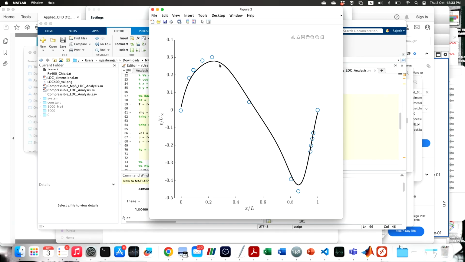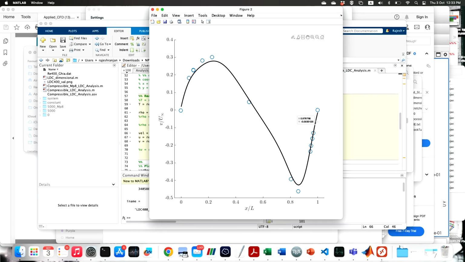As flow becomes more and more compressible, it will deviate from the incompressible solution, and here also it goes a little bit up. That is the effect of the Mach number. You can run with different Mach numbers 0.5, 0.8 and so on, and see how this curve is changing for the lid driven cavity.